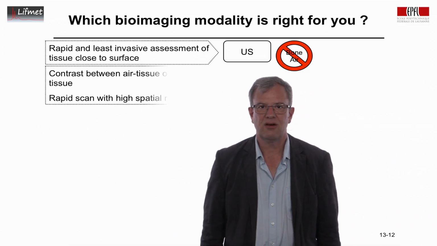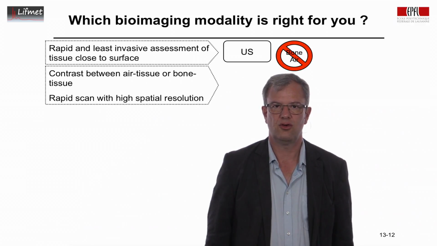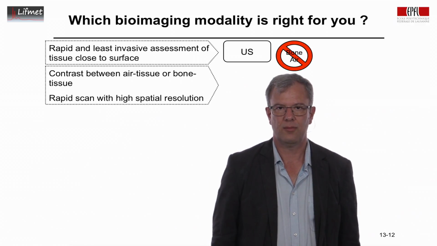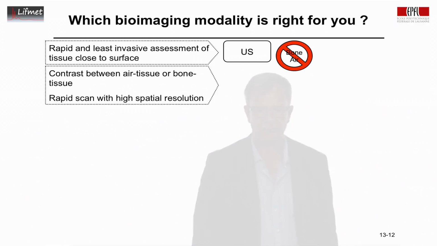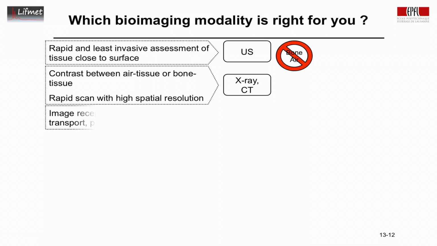If one is interested in a rapid scan with high spatial resolution and or contrast between air tissue and bone tissue, then the technique to use is X-ray. We've discussed here in the course the 2D imaging technique, computed tomography. It can scan very rapidly, and the primary contrast that's produced is between air tissue and bone tissue.